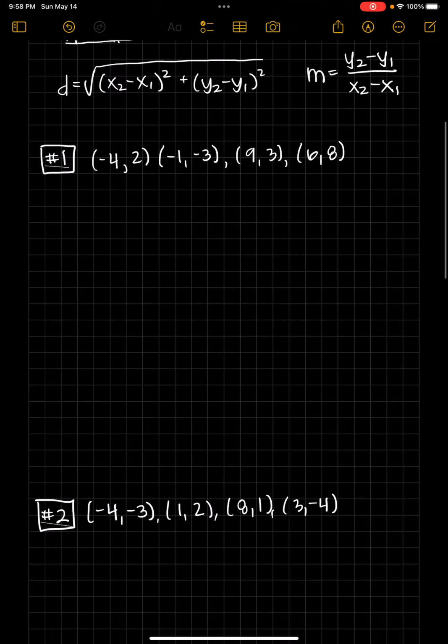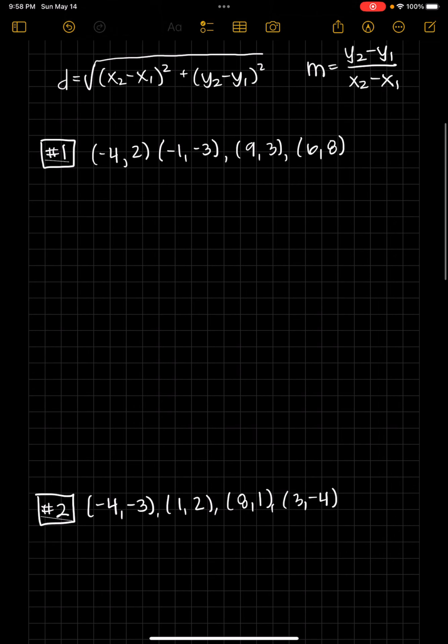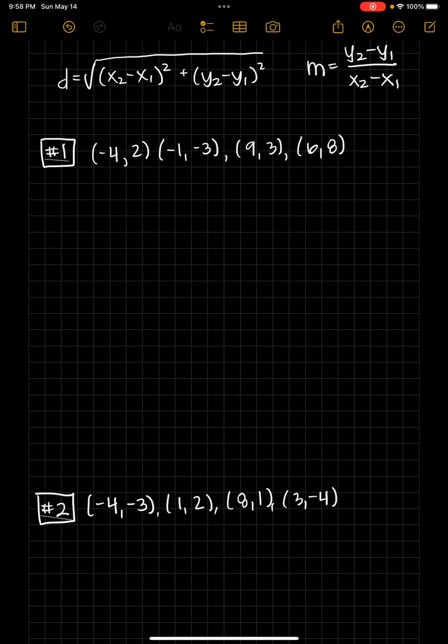So let's start with the first example. We have 4 points: (-4, 2), (-1, -3), (9, 3), and (6, 8). We want to determine what kind of quadrilateral it represents. The first thing I'm going to do is graph it to figure out what sides we need to find the lengths of. You don't need to be too terribly specific, because we're still going to use those formulas, but we want to make sure that we have them in the right order.